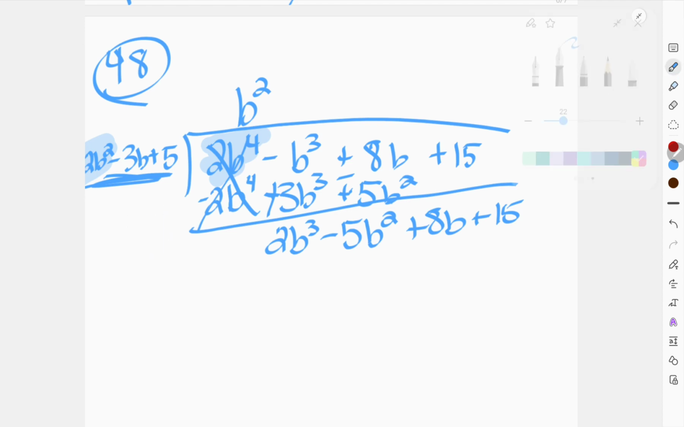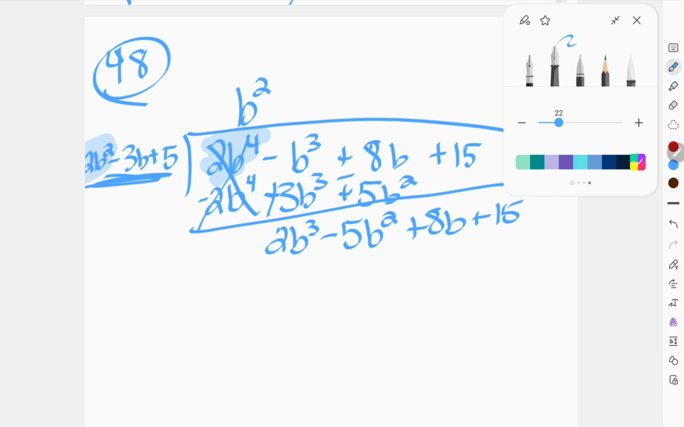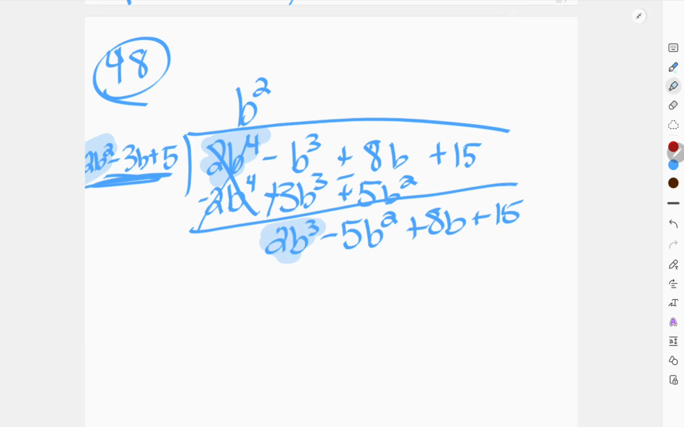All right, so now, again, first term, first term. So 2b to the third divided by my first term, which is 2b squared. The 2's cancel. 3 minus 2 is 1, and it's positive. So I'm multiplying it by b. So b times 2b squared is 2b to the third. B times negative 3b is negative 3b squared. And b times positive 5 is positive 5b.